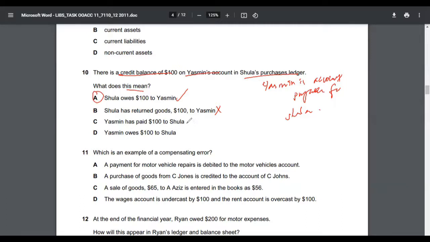Yasmin has paid $100 to Shula. No, the statement is absolutely not saying that. Yasmin owes $100 to Shula. No, it is otherwise. Shula owes $100 to Yasmin. Therefore, the correct answer to multiple choice 10 is option A.